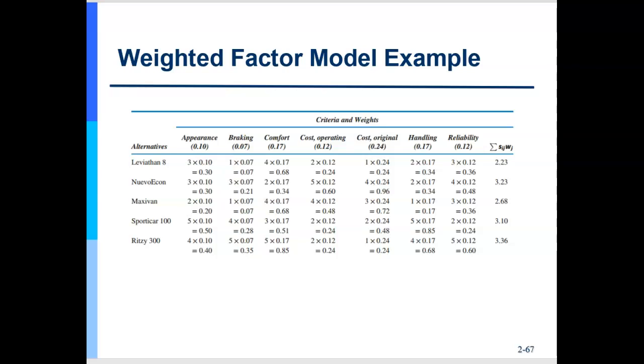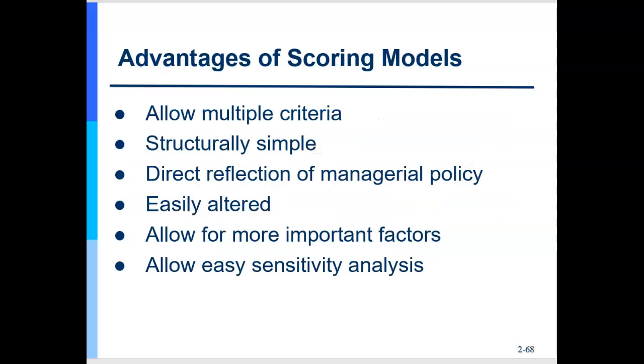This is an example of a weighted factor model. And you can see that appearance is weighted at 10%, the ranking of the alternatives at 7%, operating cost is at 12%, etc. And you can total up these weighted scores and come up with numbers that you can then make a solid comparison about. And like anything, there are advantages and disadvantages.